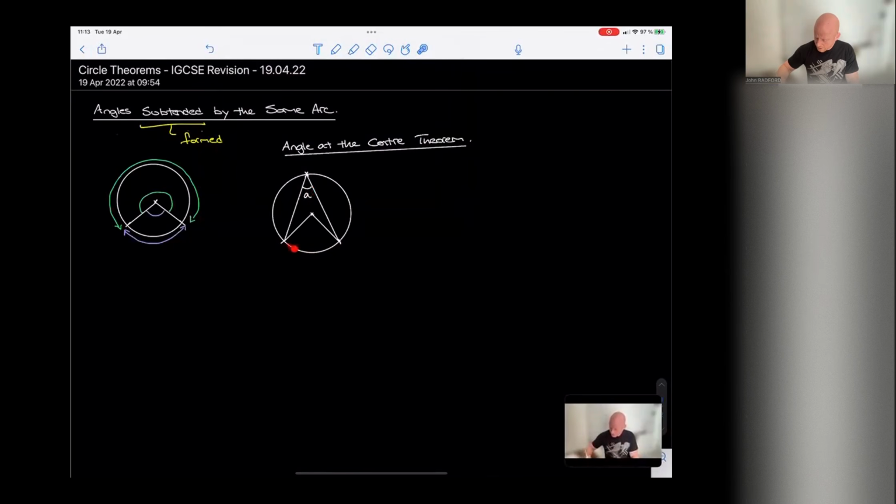So the arc that's forming this angle is this one down here. So if I sort of draw over that, that's the arc that's forming that angle. Okay. Now you need to ask yourself, which of the two angles at the center, remember there are two, there's one here and one here, which of the two angles at the center is formed by that same arc?